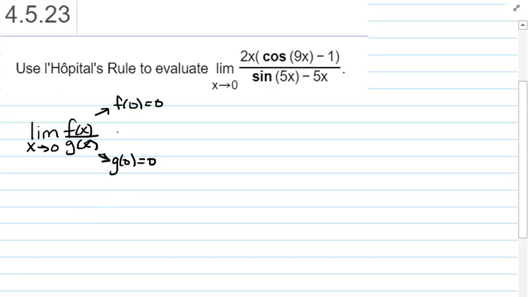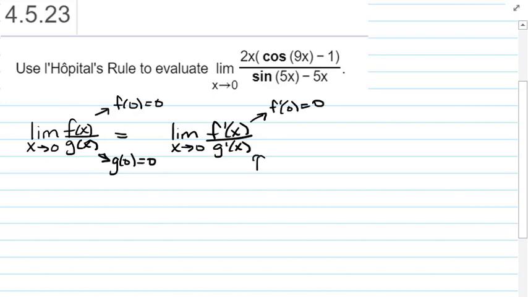And by L'Hopital's rule, we know that instead of evaluating that limit, we can find the limit as x goes to 0 of the derivative of f over the derivative of g. That will be equivalent to the original limit. Now, if you plug in 0 and you get f prime of 0 is 0 and g prime of 0 is also 0, then again you have the same situation, so you can repeat the process and take the derivative again of each part.